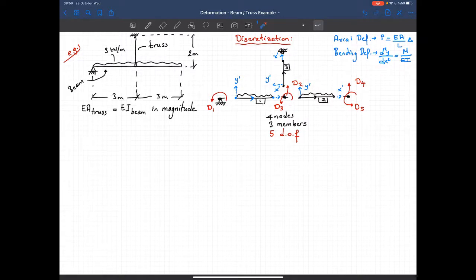Okay, now the next step, I have to calculate the forces on the members, and for that I will be drawing the free body diagram.